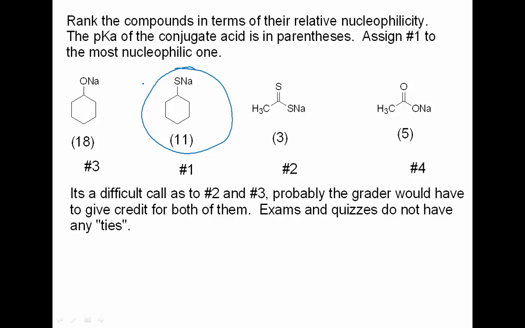Now we're comparing oxygen with oxygen. The pKa of cyclohexyl alcohol is 18. The pKa of acetic acid is around 5. So the alkoxide should be a better base than the acetate. There's such an extreme difference in the pKas between 2 and 3 that it might be a difficult call, but I always construct exams and quizzes so there's never any ambiguity like this. This is the way you should rank them.